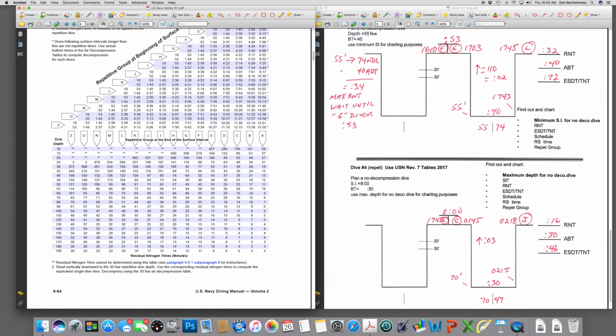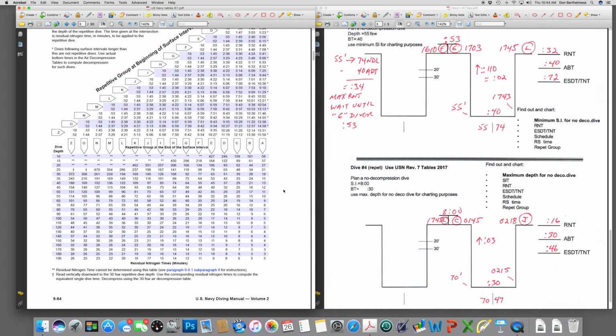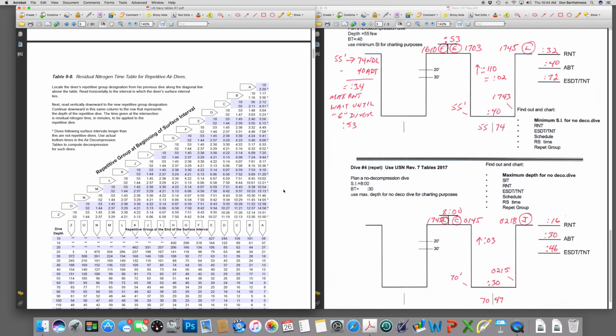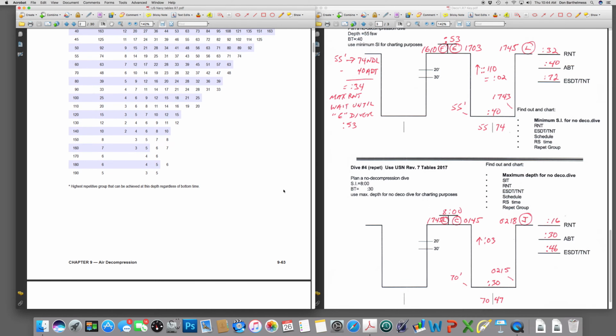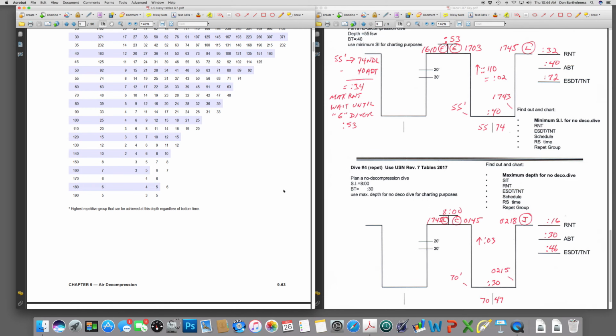I know I have residual nitrogen in my body. This residual nitrogen, when added to the 30 minutes, cannot exceed the no decompression limits for the particular depth that I'm going to. And I'm asking you for the deepest depth. So how do you begin this? As I tell everybody, the easiest way to start this is to start at 60 feet. Look at the no decompression limit. Here on revision 7, the no decompression limit is now 63 minutes. So if I go to 60 feet, my actual bottom time of 30 minutes, when added to the residual nitrogen time, cannot exceed that 63 minutes.